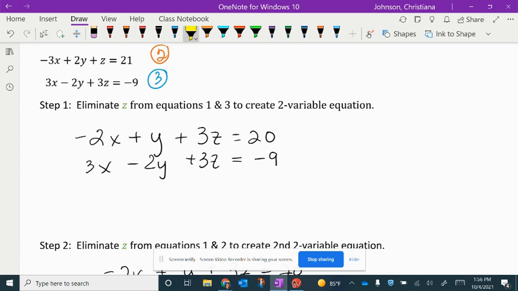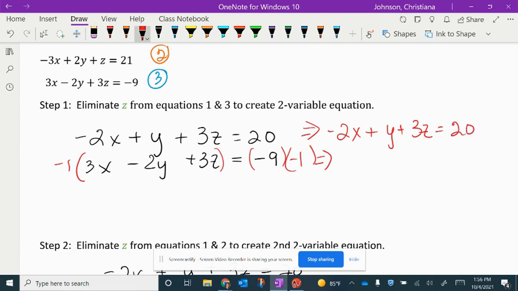So again, we're trying to get rid of z, and in this case, we just need to multiply one of the two pieces by negative 1 so that we can change one of these 3's to a negative. It's usually best to do the second one. Okay, so what we end up with is the same first equation, but in the second equation, everything is changed to its opposite sign. So negative 3x, positive 2y, and negative 3z. And then negative 9 times negative 1 is positive 9.